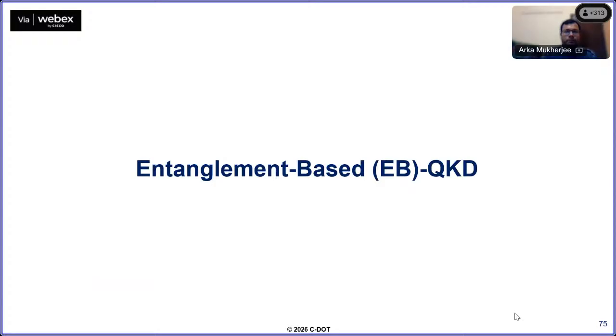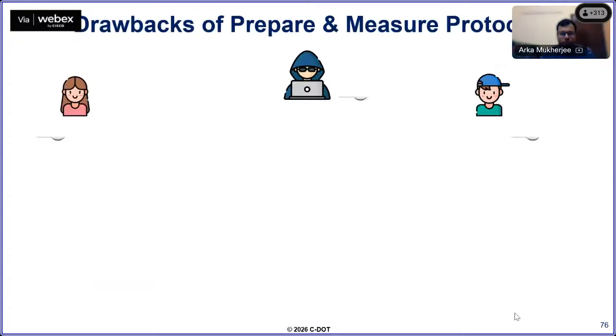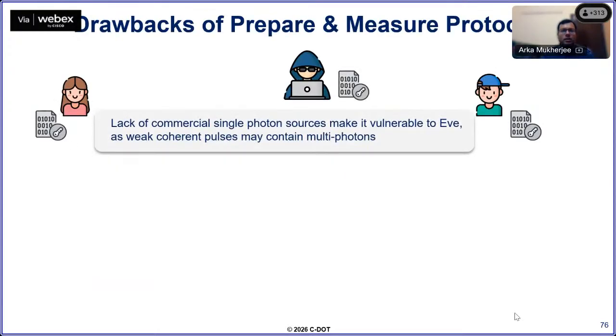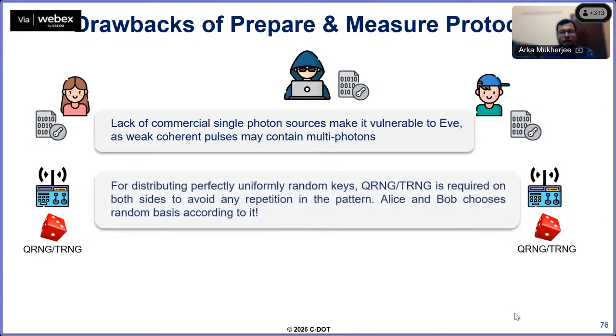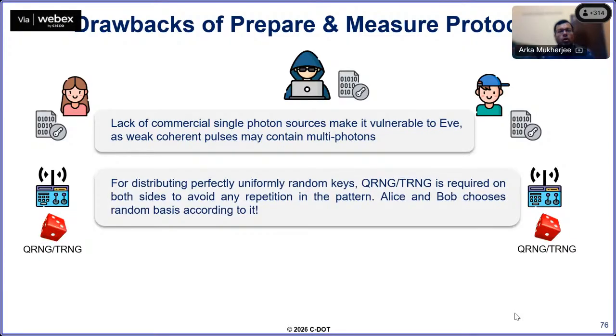So going forward, there are some drawbacks of the prepare and measure protocols. They are simple to implement, but the drawback is that, as I told, there is no commercial single photon source as of now. So we use weak coherent pulses, highly attenuated laser sources that sometimes may contain multi-photon pulses. If there is a multi-photon pulse, Eve can take one photon and send the other photon to Bob, so the photon number splitting attack might happen.